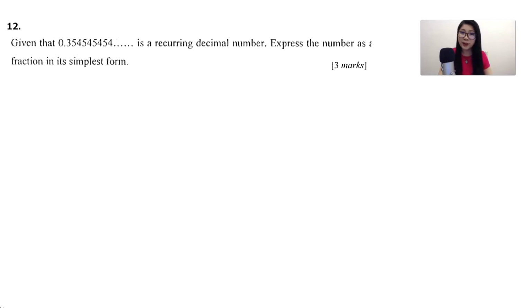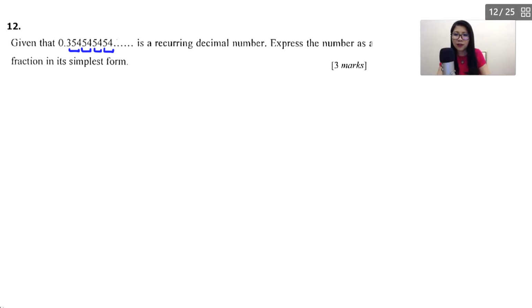Let's look at question number 12. This question is under progression, which is about recurring decimal numbers. For this, they will give you a recurring decimal number. You can see the pattern keeps on repeating. Some of the digits keep on repeating. Then we have to express the number as a fraction in its simplest form. Now let's look at the question. They give you 0.3545454. You see the pattern, 54 keeps on repeating.